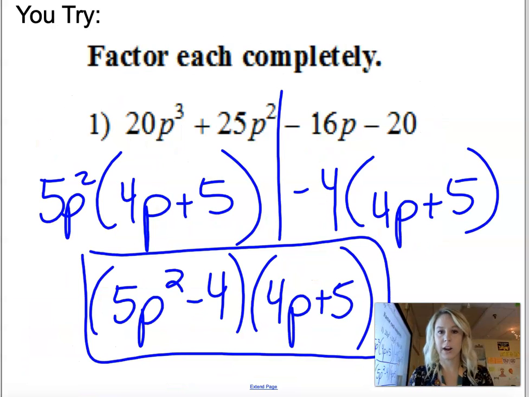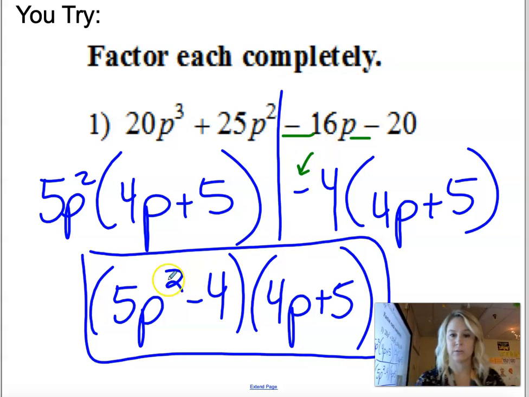All right, look at this first one. You should have gotten 5p squared and then 4p plus 5 in parentheses. That parenthesis would repeat. Notice that these both have a negative sign, so they took out a negative sign and then rewrote them in the right parentheses as 4p squared minus 4, 5p squared minus 4, and then 4p plus 5. So that one did not have a GCF, so we were allowed to go ahead and factor by grouping.